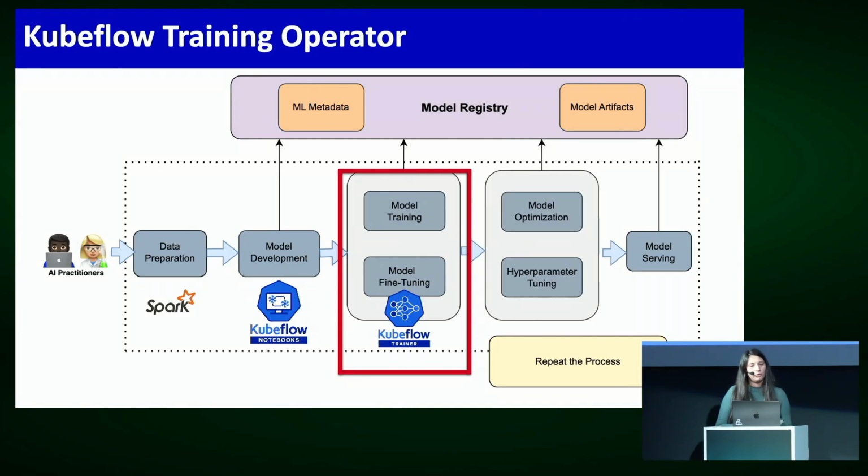When we have the prepared dataset and we have defined our model's architecture, we reach the next step. Before this stage, the model is just a blueprint. It doesn't know anything yet. And now it's time to train the model, which means teaching it using our data so it can learn patterns and make accurate predictions. This is where the Kubeflow training operators come in.